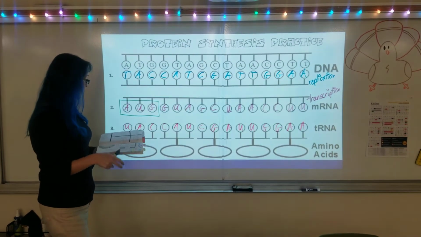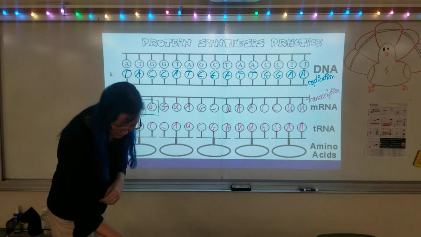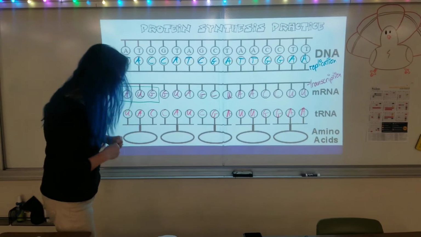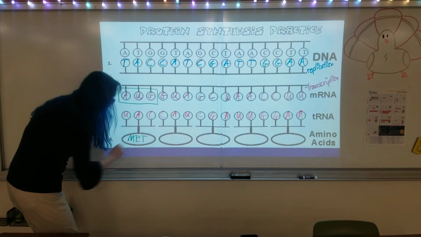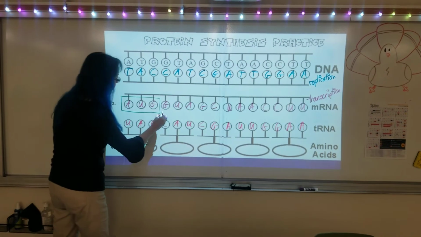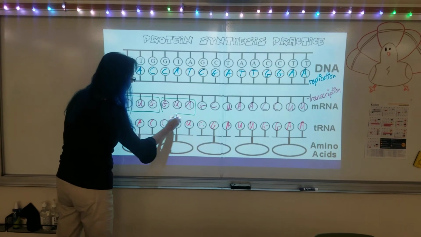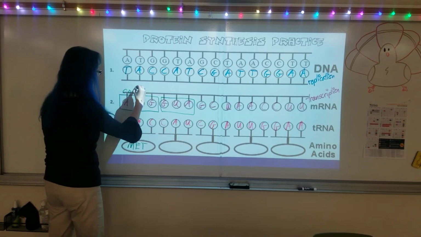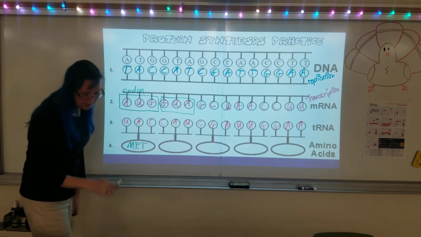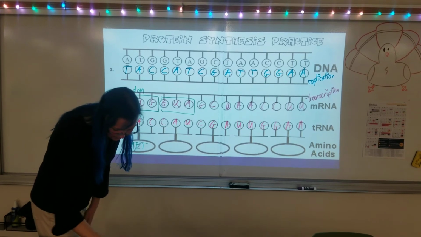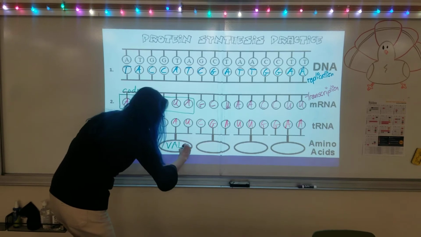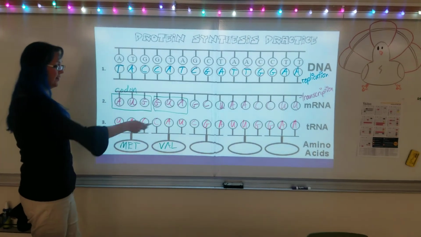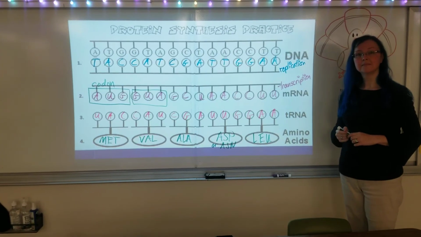It really doesn't matter. So let's look at AUG. AUG is going to be methionine, which is MET. Remember, you only need to have the first three letters. Let's do the next one here. GUA, here's our codon. So GUA is going to be valine, so VAL. Okay, so pause it here and go ahead and fill out all the rest of them.